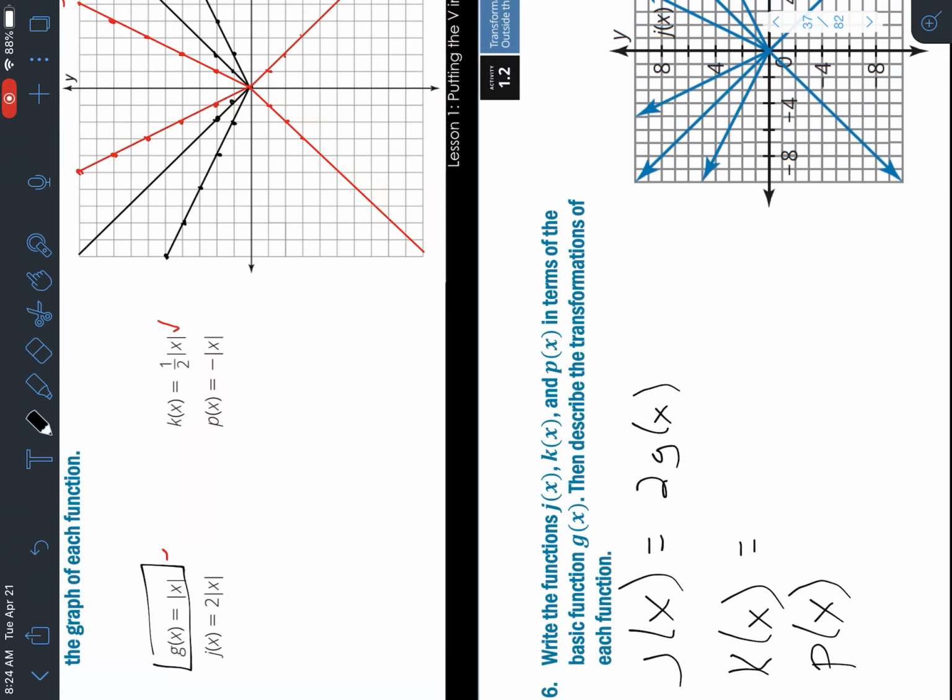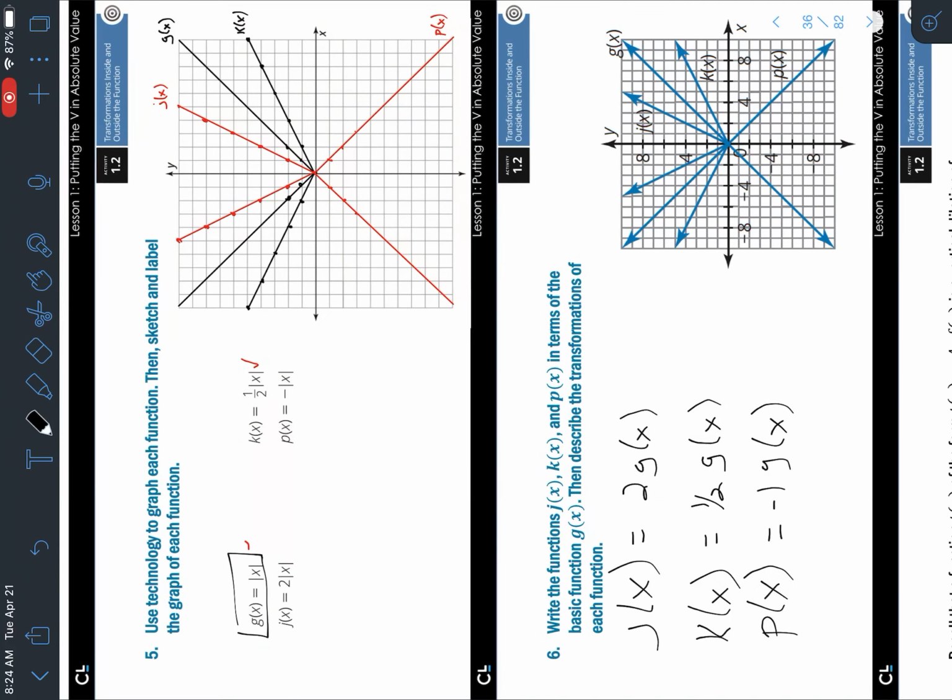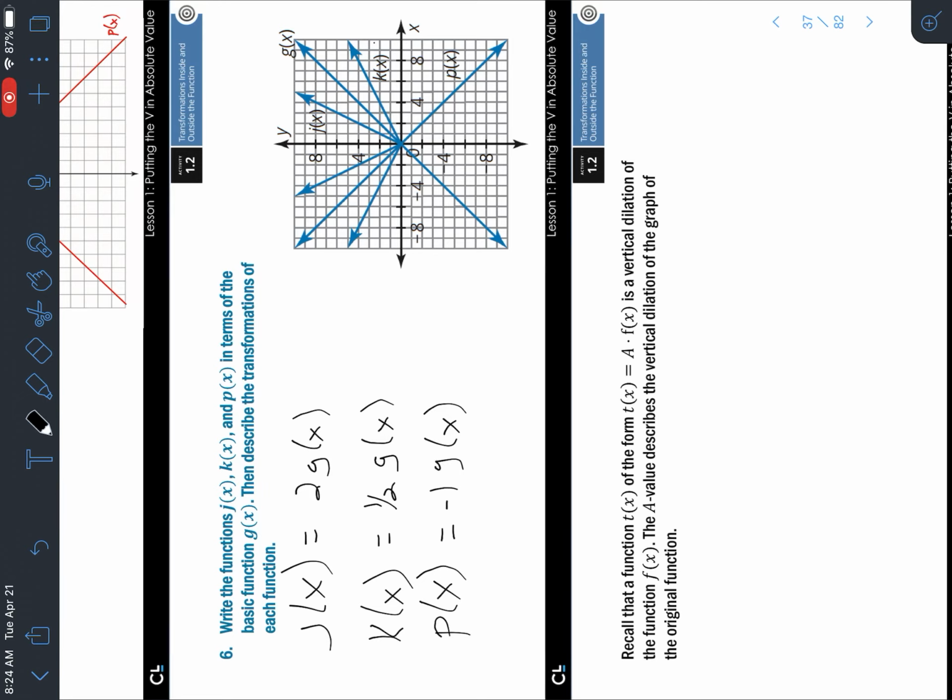K would just be 1/2 g of x. And then the last one would be negative 1 times g of x because we have the negative sign in front of there. I'm sorry, not p, g of x. Okay, I'm not going to really ask you guys to write them that way, but just so you understand if it does come up.